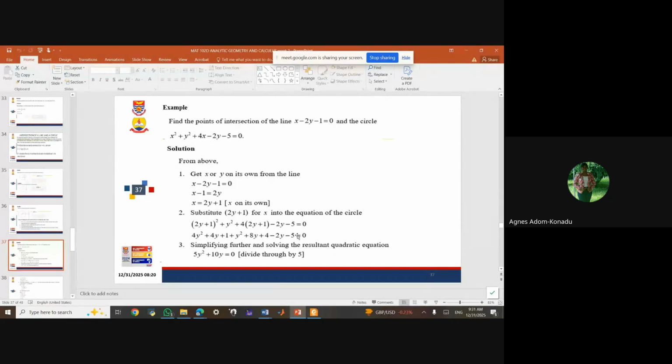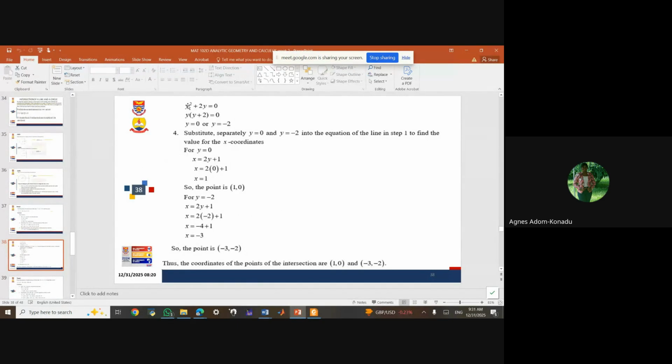So I continue to simplify. I expand. Then when I simplify, I'm going to get 5y squared plus 10 equal to 0. I divide through by 5, and I'm going to get y squared plus 2y equal to 0. So I solve this. This is a quadratic. I solve, and I'm going to get y to be 0 or y to be negative 2.